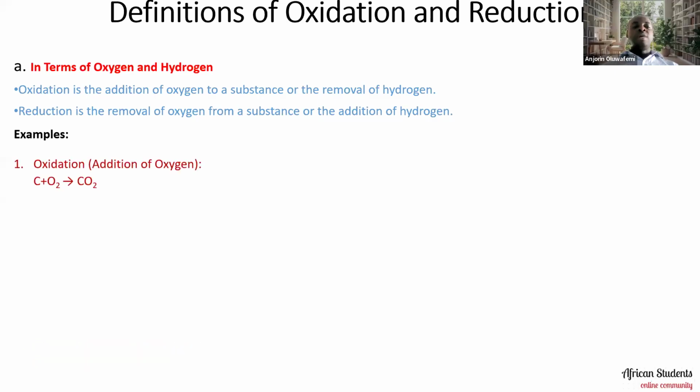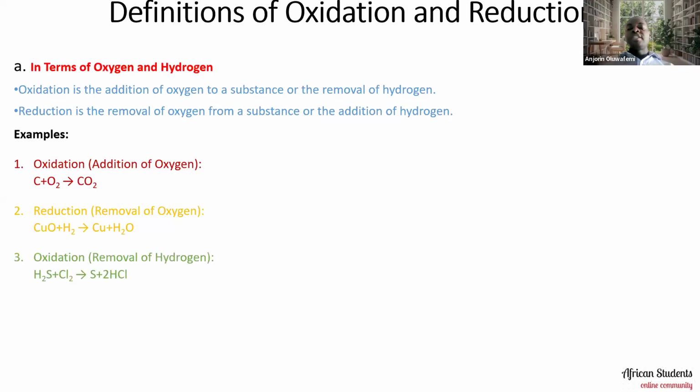The first one is looking at oxidation. We say oxidation is the addition of oxygen. So when you have oxygen being added to carbon to give us carbon dioxide, that is an oxidation reaction. Secondly, reduction, we say, is the removal of oxygen. When you have copper(II) oxide reacting with hydrogen, hydrogen reduces copper(II) oxide to copper, and water is formed alongside. That is a reduction because oxygen is being removed from copper(II) oxide, and it is being reduced to copper atom.